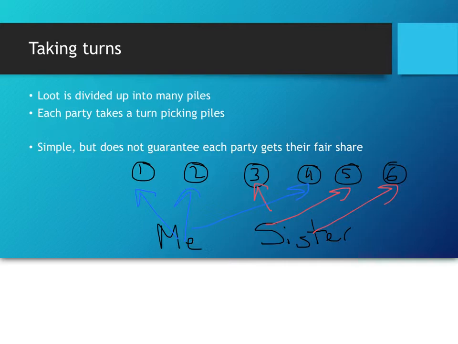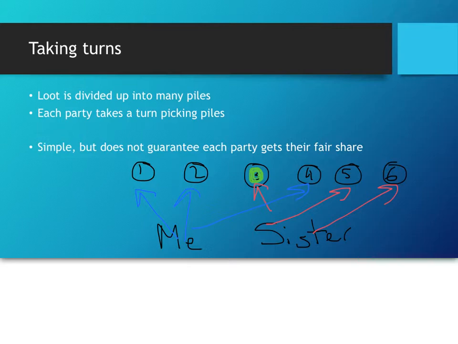But the trouble with this taking turns is that it actually doesn't guarantee that we have a fair share. Maybe something really valuable was in that very first pile. Maybe something that was really of high value to both of us ended up in that pile 3. And that's what my sister picked first.